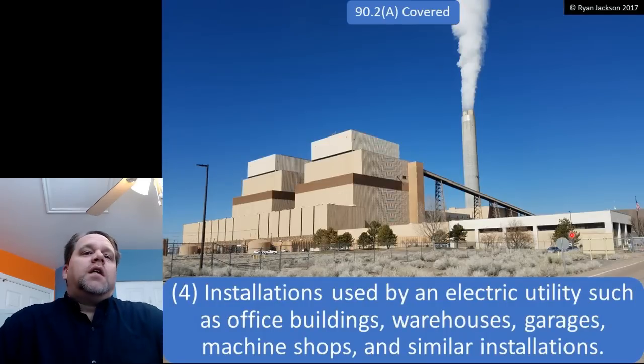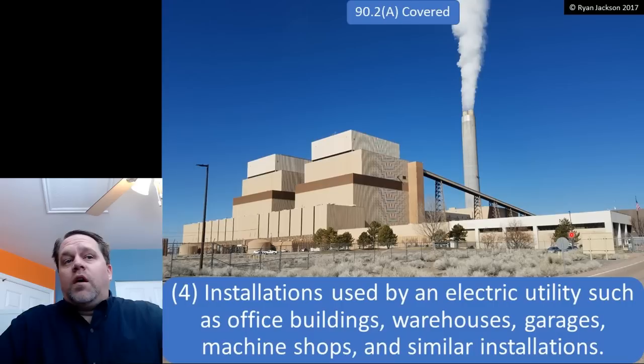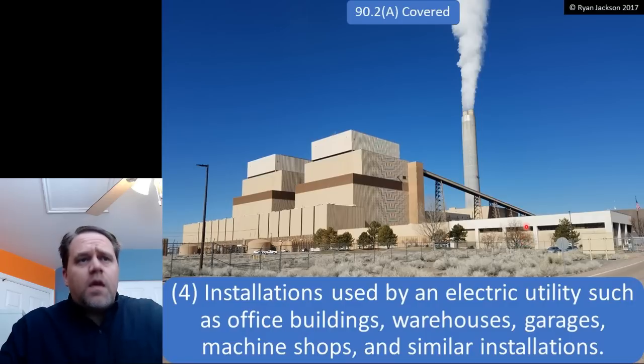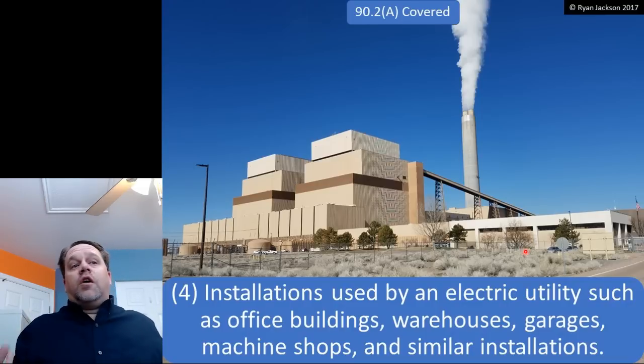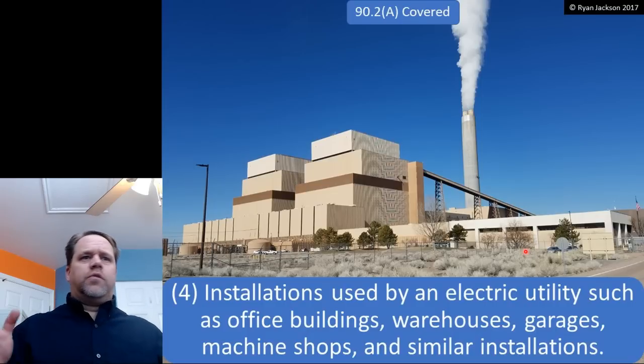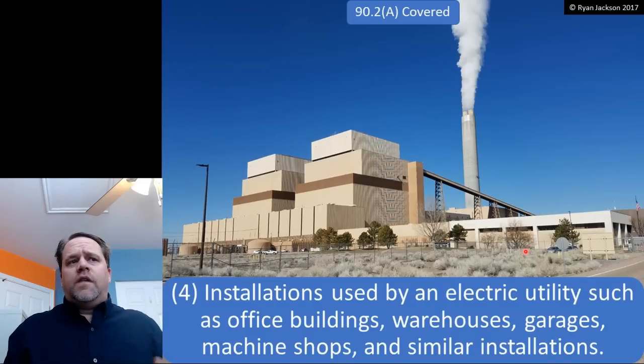Even installations used by a utility, like office buildings, warehouses, garages, machine shops, and similar installations. This is a power plant where I teach. Most of the stuff in this photograph is actually covered by the NEC. When I'm teaching inside of this building here, it's in a room that's probably not unlike the room that you're sitting in right now. It's got 120 volt receptacles, 277 volt lighting. Yeah, it has to comply with the code. Why would it not? When I walk in there, I go through a hallway, and there's a restroom, a lunchroom and everything else, there's offices. All of that stuff has to comply with the NEC.